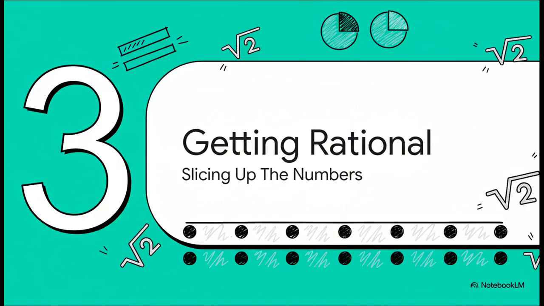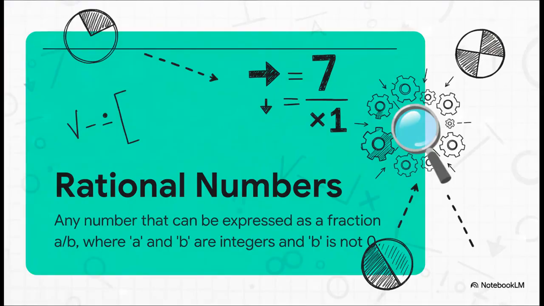All right, so our number line is looking pretty good. We've got all these nice, evenly spaced integers. But hang on a second. What about all that empty space in between them? This is where the rational numbers jump in. And the key is right there in the name, ratio. A rational number is just any number you can write as a ratio, you know, a fraction, like 1/2, 3/4, or even a whole number like 7, because you can just write it as 7/1.